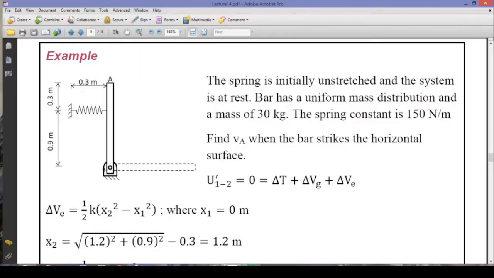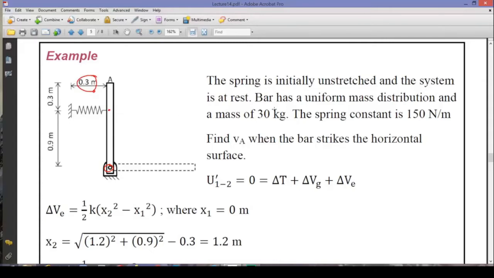There's a bar here which is connected to the ground via a revolute joint at this location, and it is suspended by the spring at this point. The spring is initially unstretched and the system is at rest. So this is the unstretched length of the spring, that means. And it is connected to this bar at this point.